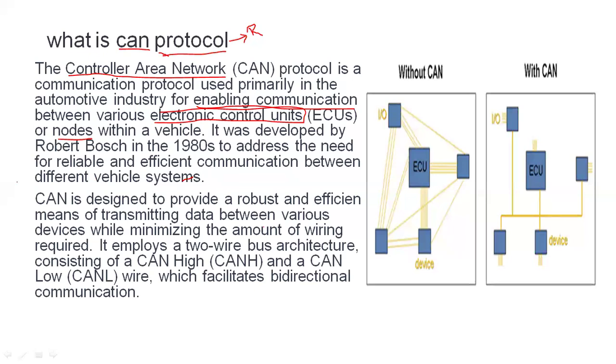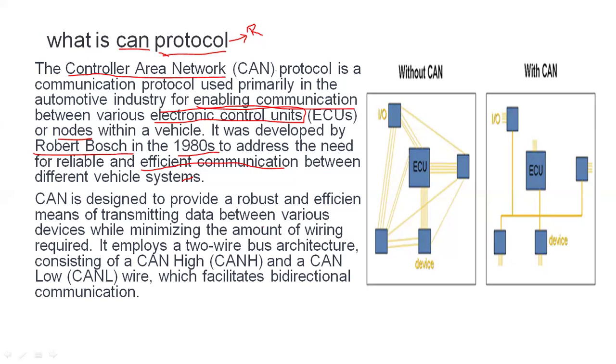It was developed by Robert Bosch in the 1980s to address the need for reliable and efficient communication. That is why it is used for efficient communication between different vehicle systems. Before the CAN protocol, we didn't have this. It was developed after 1980.